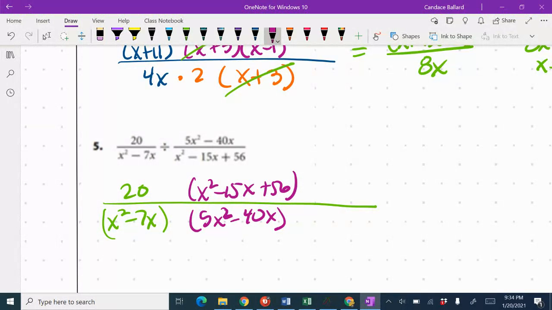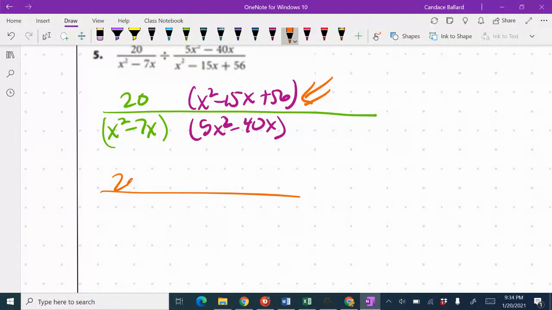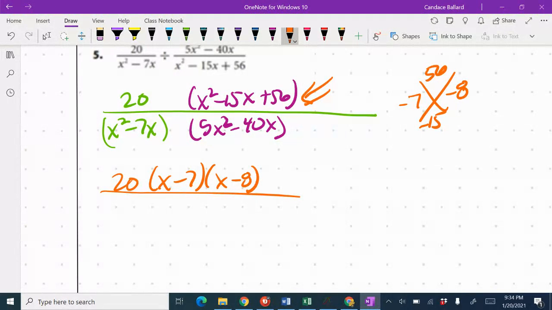All right, so I'm going to look for things to factor. The first thing I'm going to factor is this one right here. It looks like I get to just keep the 20 in the numerator. This is a trinomial, so I'm going to do a magic x. I need two numbers that multiply to 56 and add to -15. So I believe -7 and -8. So x minus 7 times x minus 8.